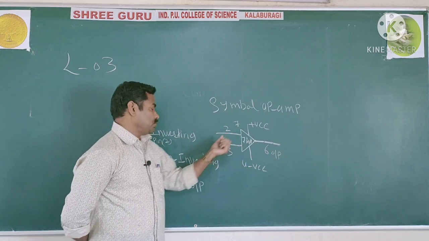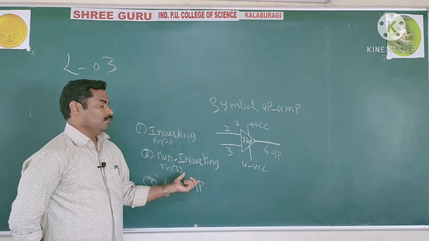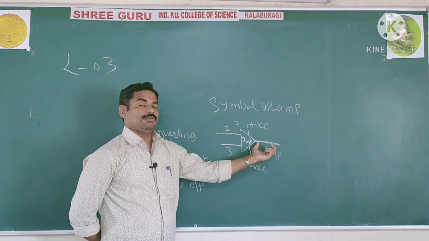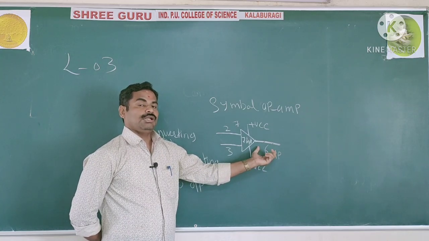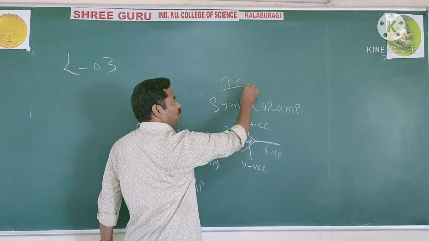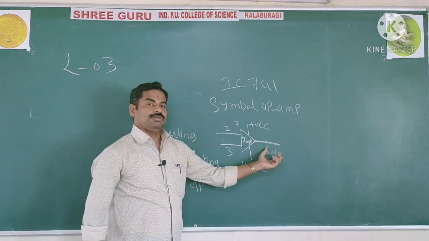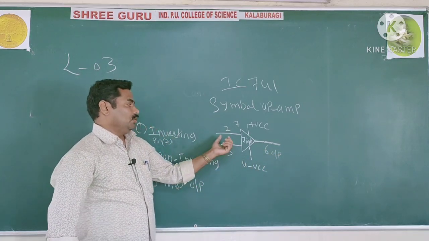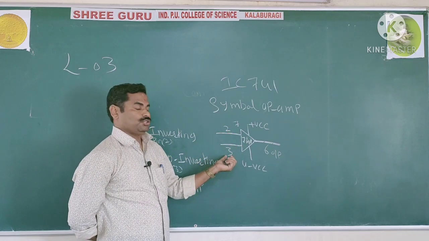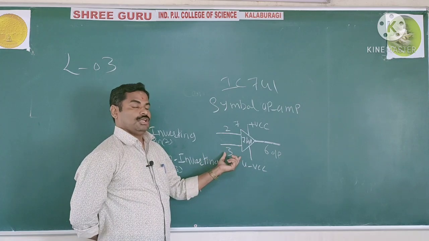Pin number 2 is called the inverting terminal, pin number 3 is called the non-inverting terminal, and pin number 6 is called output. Always you measure the output across pin number 6. Whenever you are using the IC 741, always measure the output across pin number 6. If you want to apply any input voltages, pin number 2 and pin number 3 act as inputs.